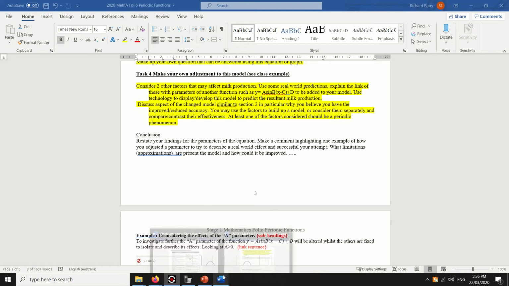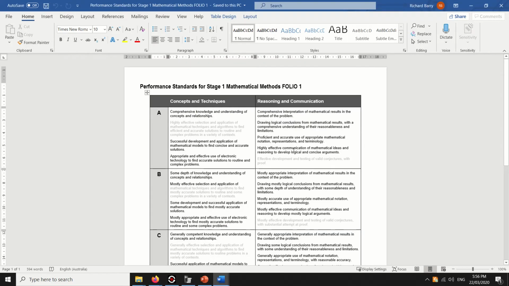I would like at this point to flip over to the performance standards for Year 11. When I'm looking at a section of your folio, I might come down and have a look here. For instance, this one is talking about how well you apply the model, and looking at that last section where you develop your own model. Down here we're looking at appropriate use of electronic technology to make good graphs and to make comments on graphs.